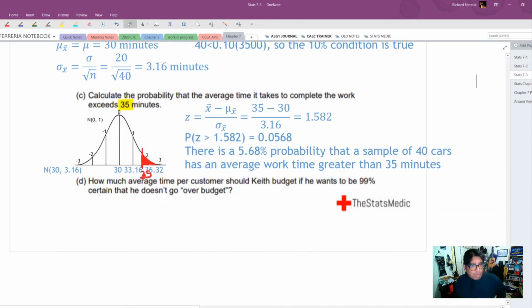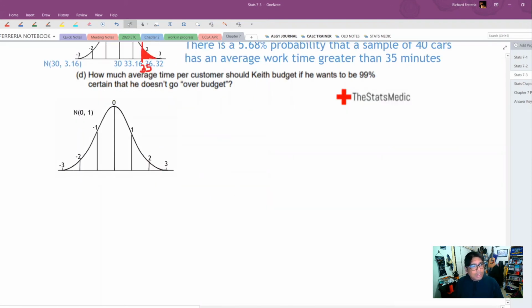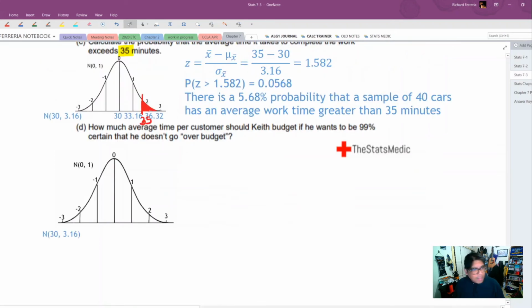How much average work time should Keith budget if he wants to be 99% sure he doesn't go over budget? I think we all know what's coming here. We're going to grab our normal curve, label that normal curve 30 and 3.16, and then we decide where is 1%? 1% is on the far right of that, and so this whole thing on the far left, this is 99%.